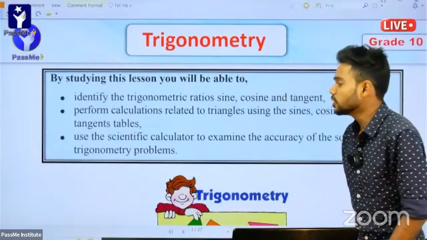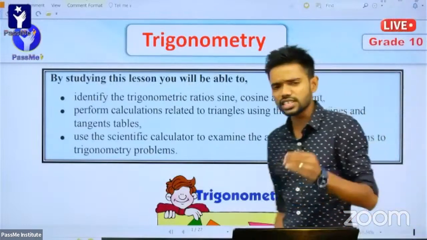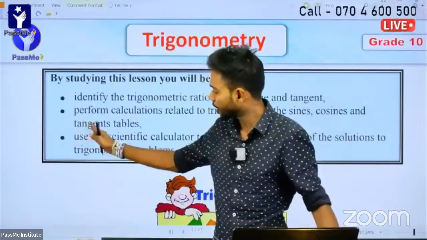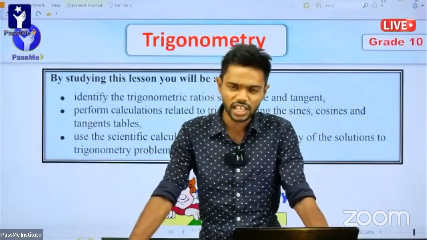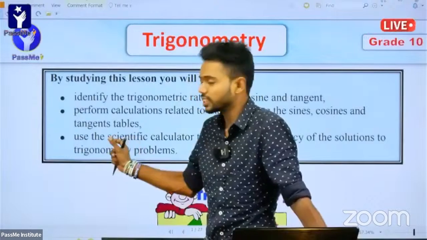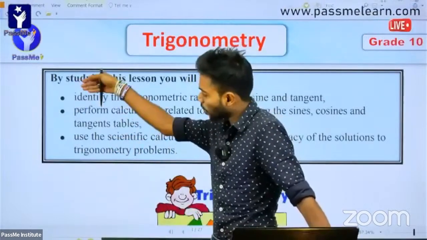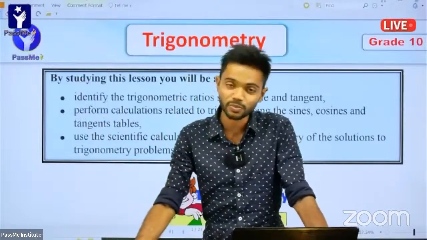Now, finally, use the scientific calculator to examine the accuracy of the solution. This is something we recently removed from the 2023 O-level syllabus. Therefore, we don't want to look into the third bullet point of trigonometry. First, we have to identify the trigonometry ratios. Then we will go to the calculation-based questions.